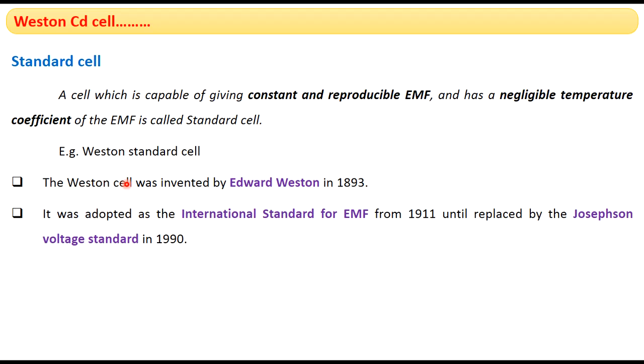The Weston standard cell was invented by Edward Weston in the year 1893. From 1911 to 1990, the Weston standard cell was adopted as the international standard for EMF. From 1990 onwards, the Josephson voltage standard is used as the international standard for EMF. Now, let's have a look at the Weston standard cadmium cell.